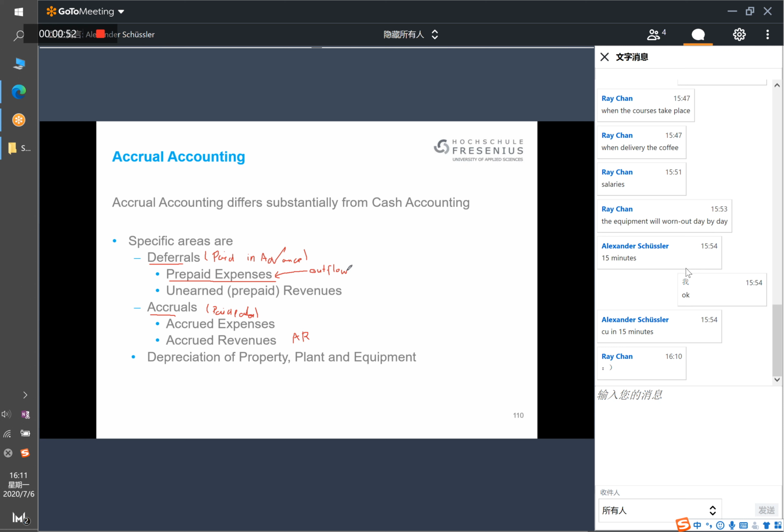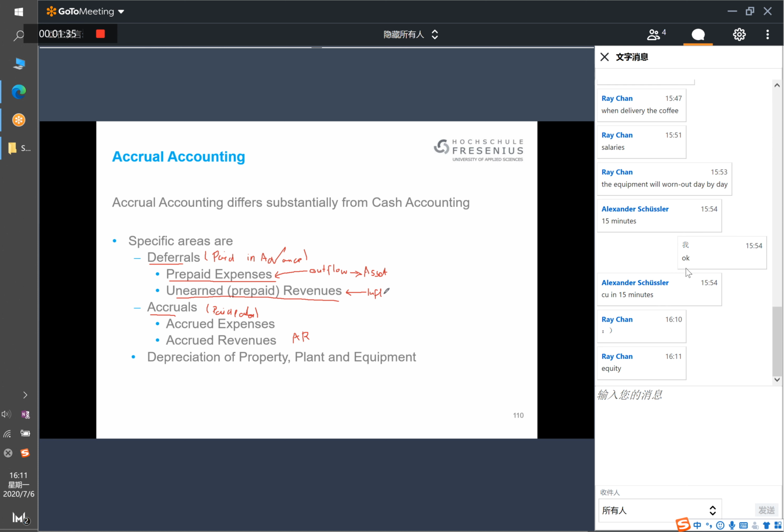And the prepaid expense is an asset, yeah, because the company has the right to use the building or whatever. It's prepaid rent. Unearned or prepaid revenue is an inflow. So this is an inflow, and this results in a liability. Yeah, unearned revenue is a liability.